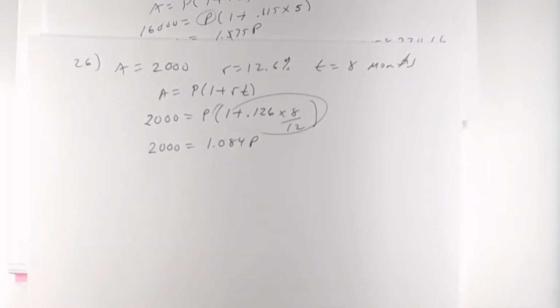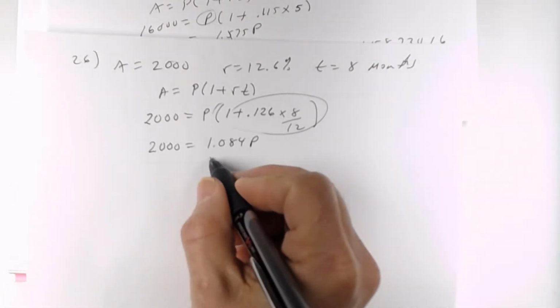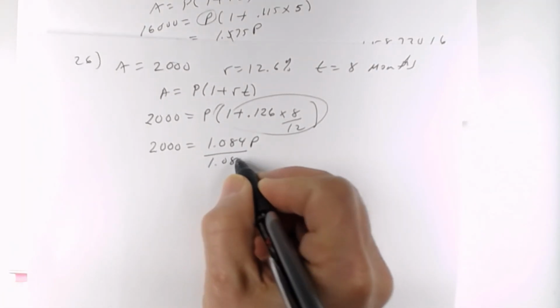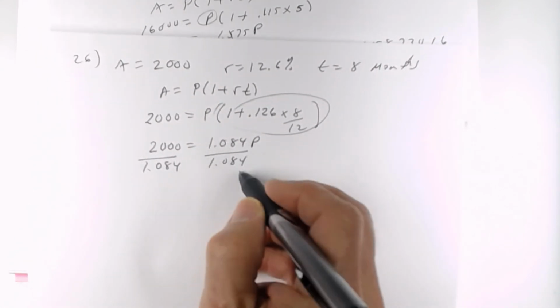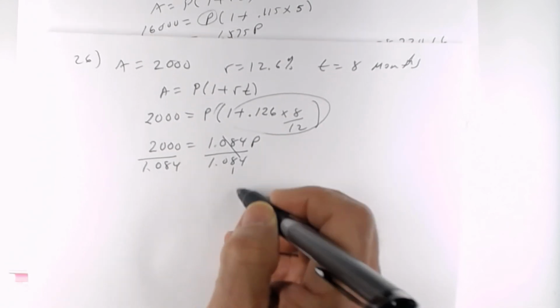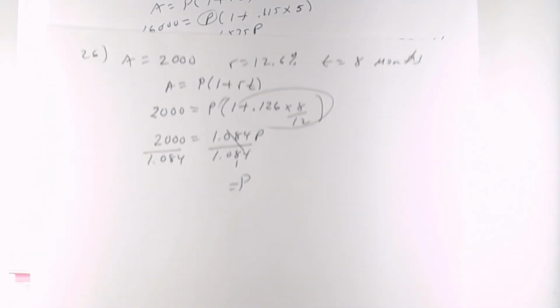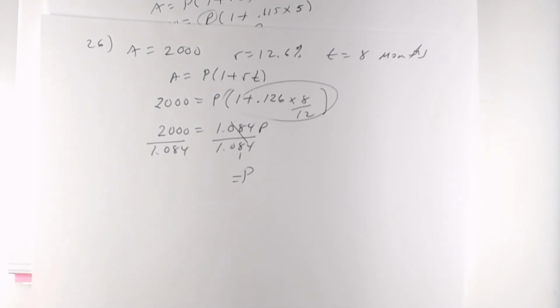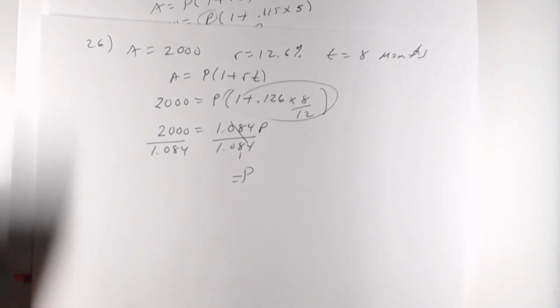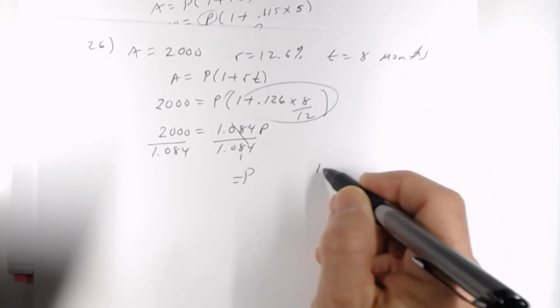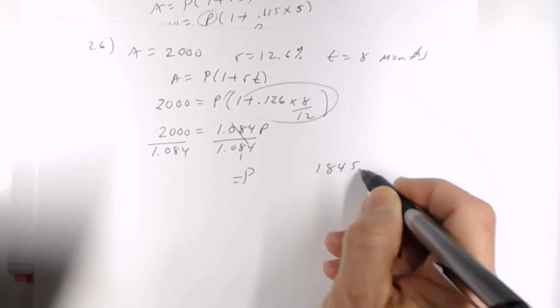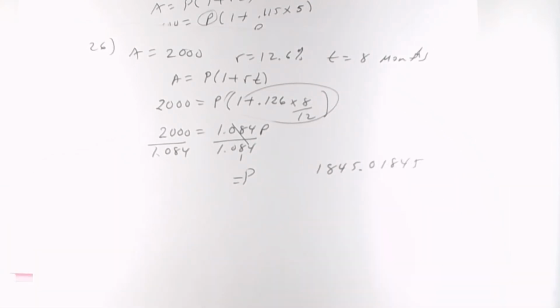Okay, what's the next step? Divide both sides by 1.084. So 1.084 divided by 1.084 is 1. 1 times P is P. So what is the present value on your calculator? Now this is what I got. I got 2,000 divided by 1.084. All right, now this is what I see.